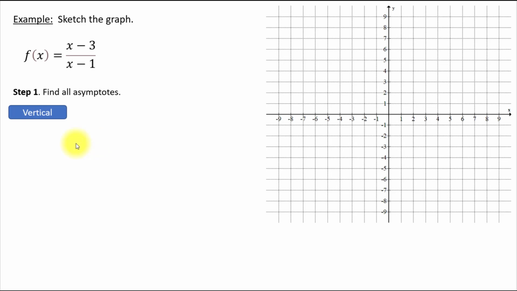It occurs at values of x that make the denominator equal 0. In this case, x equals 1 makes this denominator equal 0, so that's going to be the vertical asymptote of the graph. Next, the horizontal asymptote.